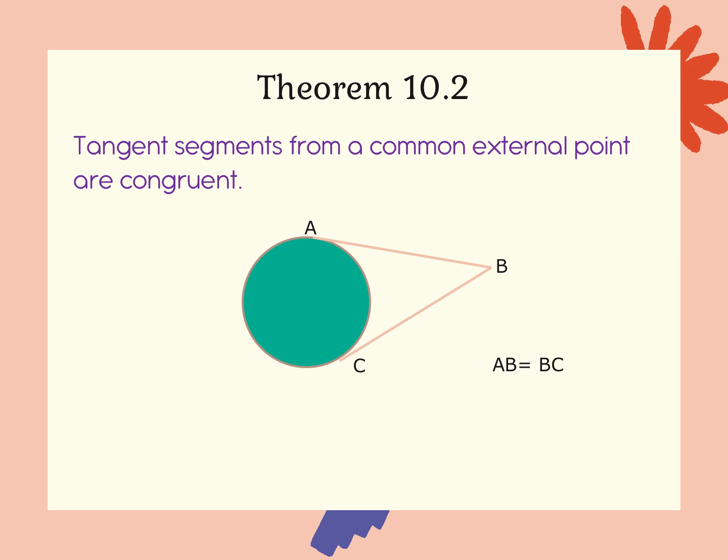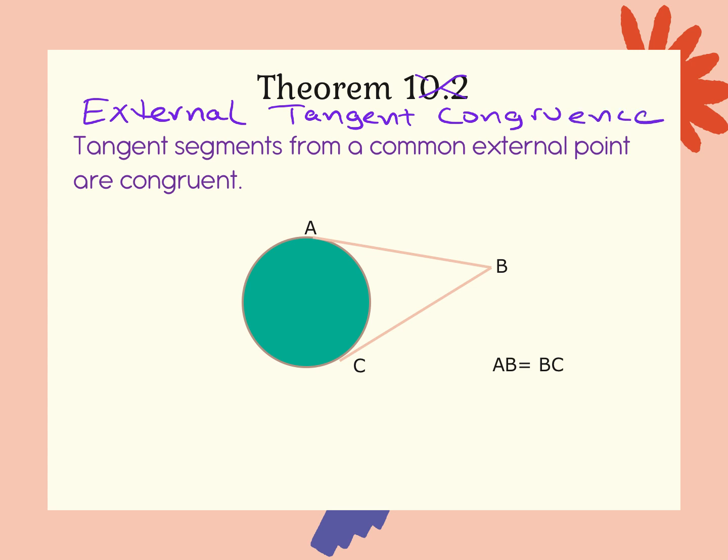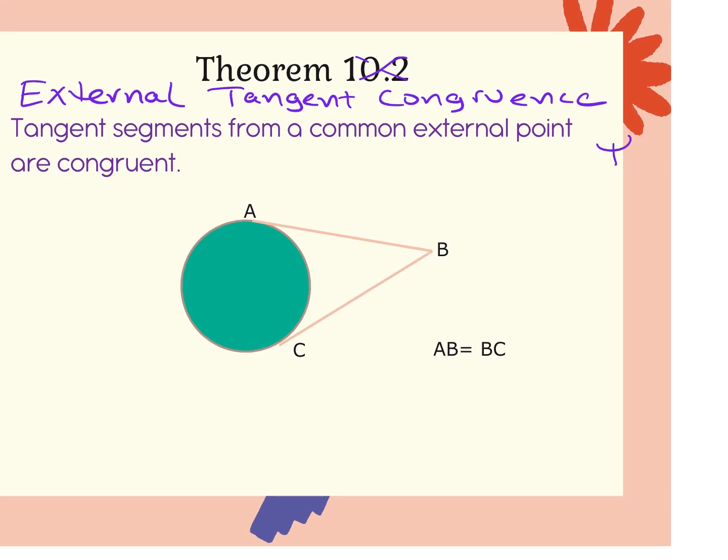So theorem 10.2, again, don't memorize the number, it's got a name. This theorem is called the external tangent congruence theorem. You could just put the symbol for congruence if you don't want to spell out the word. So you could abbreviate and just put the symbol there.